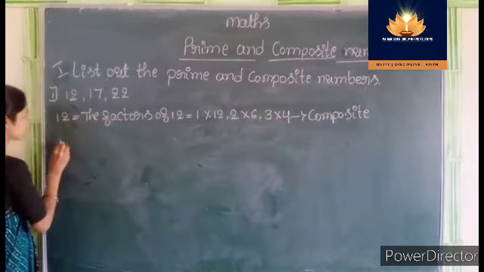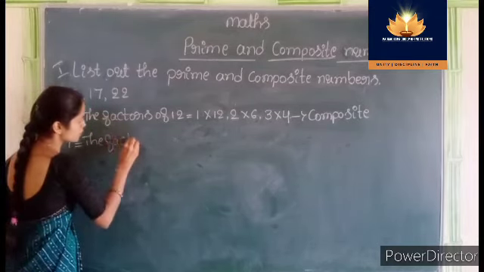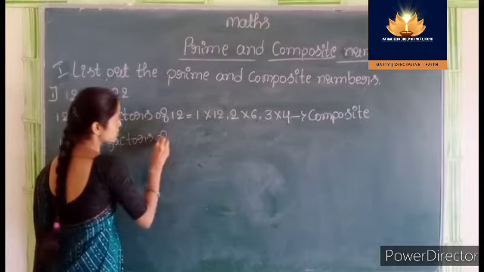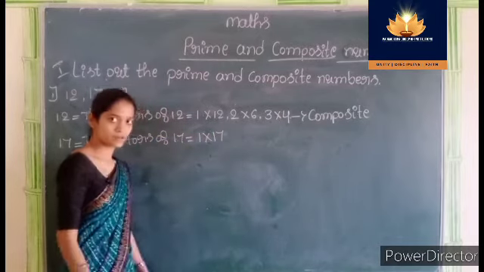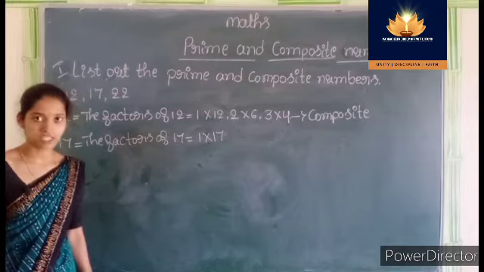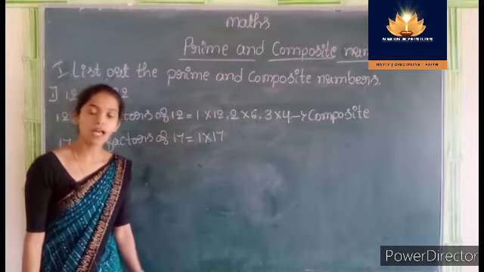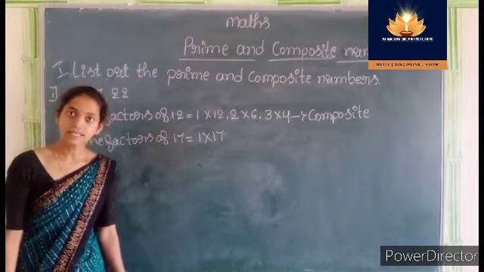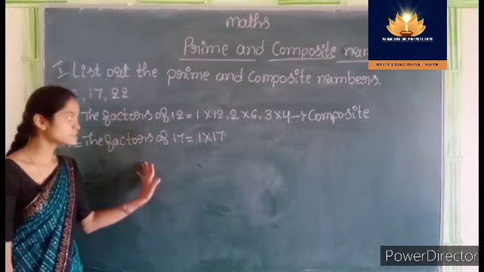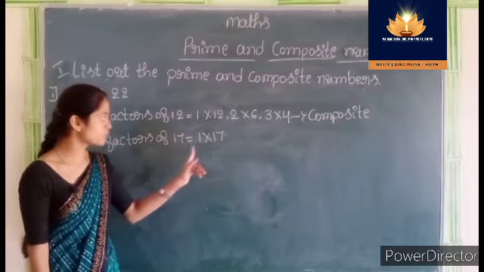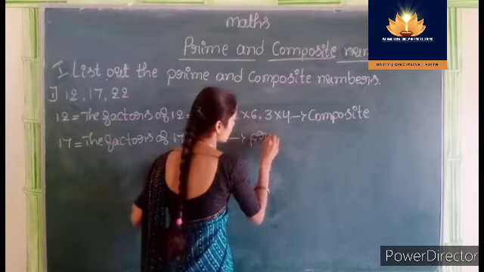Then 17. The factors of 17: 1 into 17. So the factors of 17 are 1 and 17 only. If a number has only 2 factors, then that number is said to be a prime number. Here 17 has only 2 factors, those are 1 and 17. So 17 is said to be a prime number.